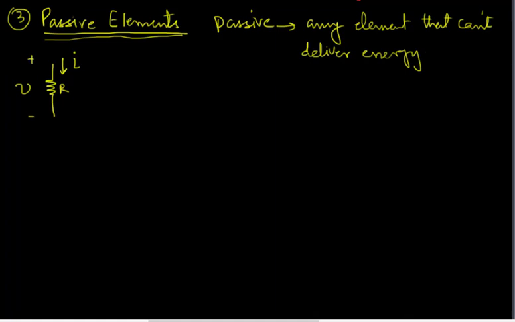So I should write that a resistor cannot store energy, and the resistor cannot provide any energy. And since it cannot provide any energy, we call it a passive element.